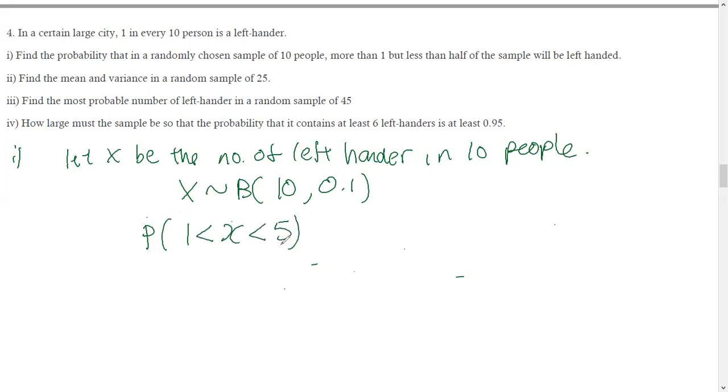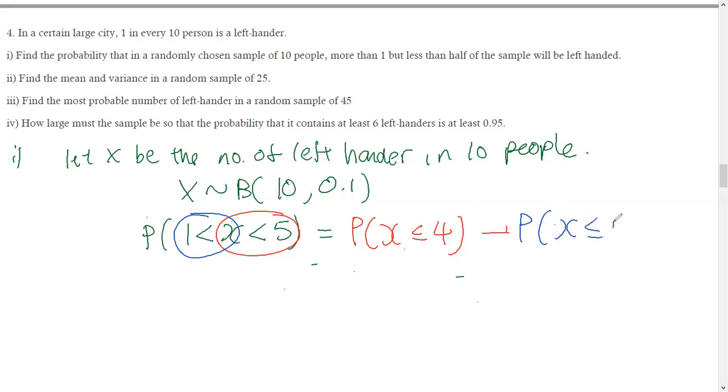In this case, we need to break it down. X less than 5 does not need to include 5, so we start off with P(X ≤ 4), minus away the second part. X more than 1 means I do not need to include 1, so I subtract away P(X ≤ 1). You calculate this, and it will give us the probability of 0.2623.